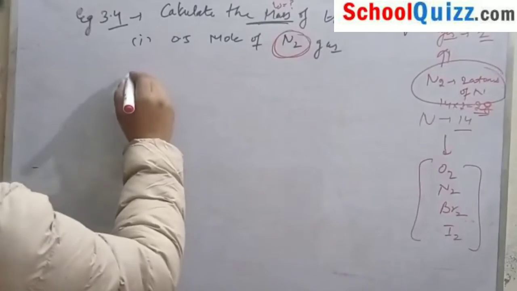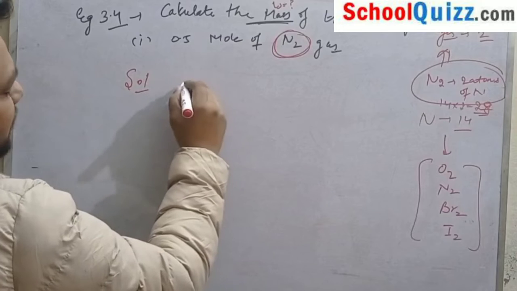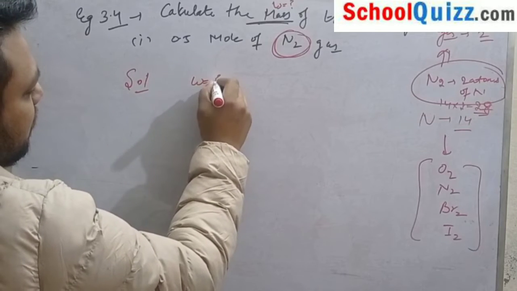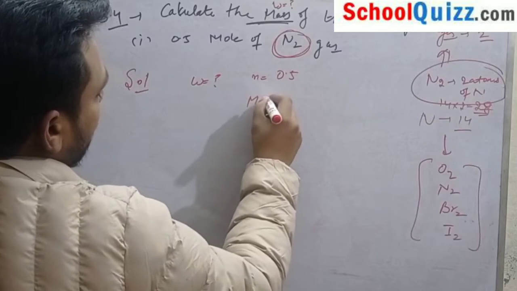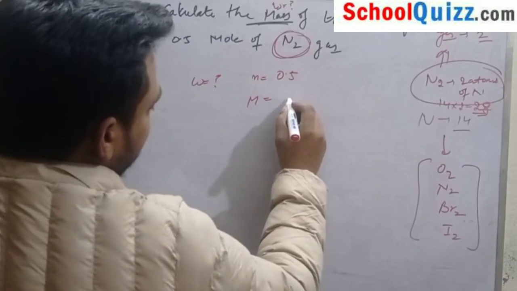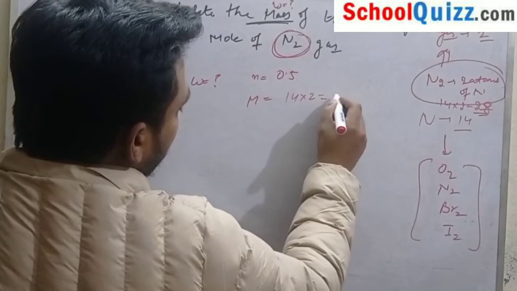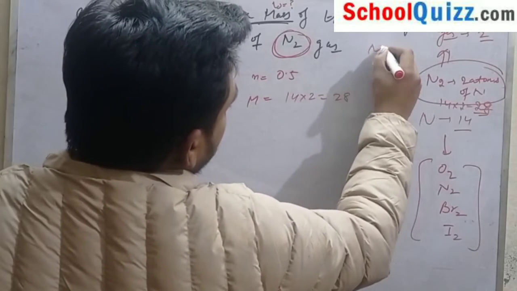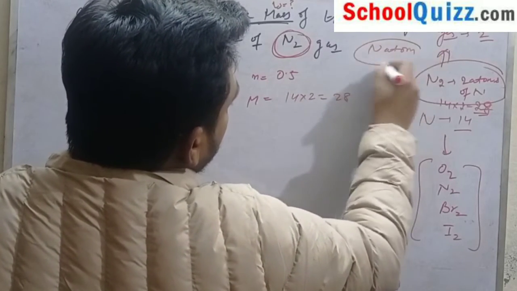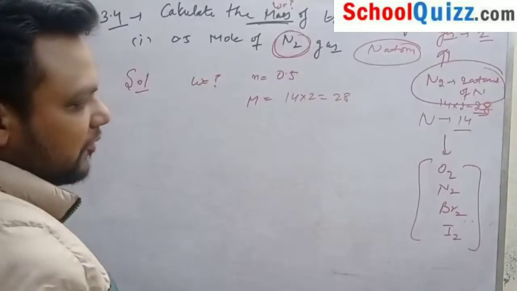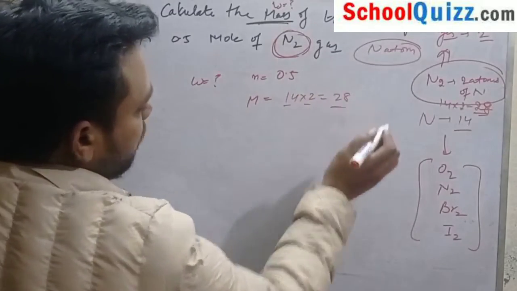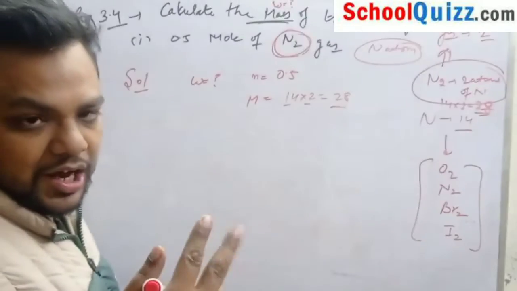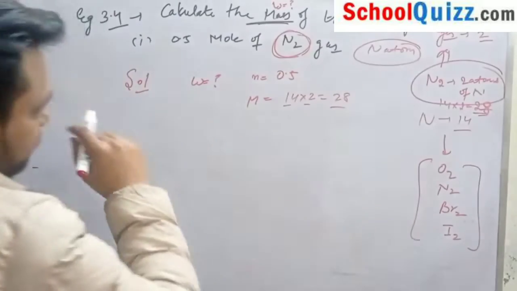28. So in this case we have to find W. n is given, that is 0.5, and molecular mass is 14 into 2, that is 28. If a nitrogen atom is given, then we will take 14. But here N2 gas is given, which means there are 2 atoms.